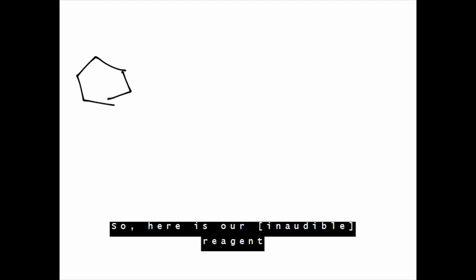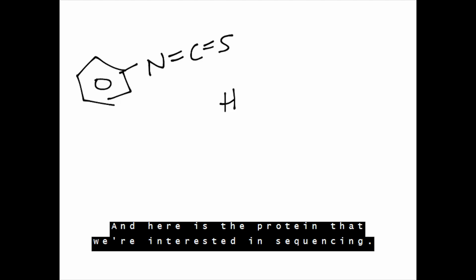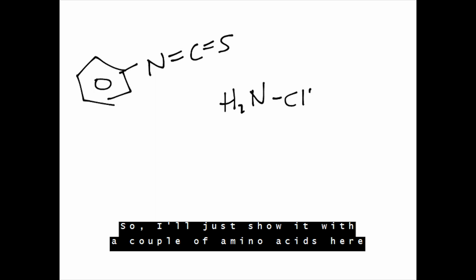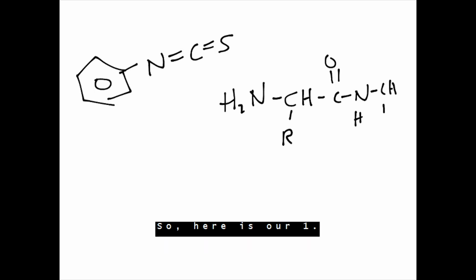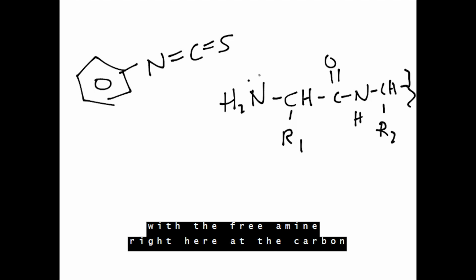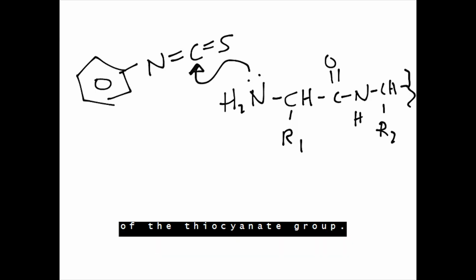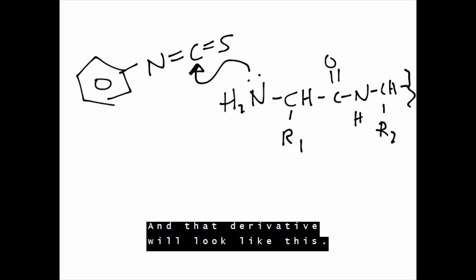So here is our PITC reagent with its thiocyanate group coming off of it. And here is the protein that we're interested in sequencing. So I'll just show it with a couple of amino acids here so you get the idea of how this is going to work. So here's R1, the first amino acid. Here's R. So again, this is going to be a reaction with the free amine right here at the carbon of the thiocyanate group. And what we're going to get is a derivative molecule. And that derivative will look like this.